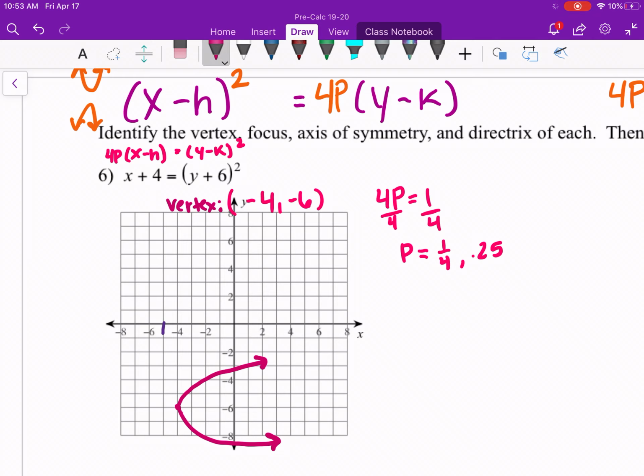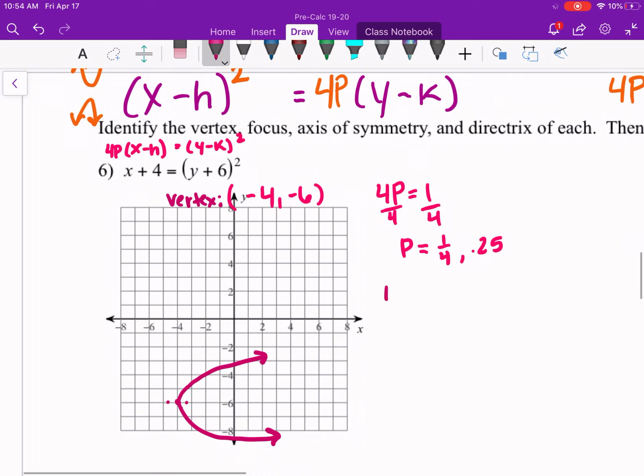So now, once I've established the direction that my parabola opens, I know what direction to go P in each direction. Normally if the parabola opens up or down, then I would go up P distance, down P distance to find my focus and my directrix. If the parabola opens left and right, it's a y-oriented parabola, then my distances of P are going to go left and right. So I'm going to go 1/4 to the right, which is just a little dot right there. And then I'm going to go 1/4 to the left. And so that gives me my focus and my directrix.